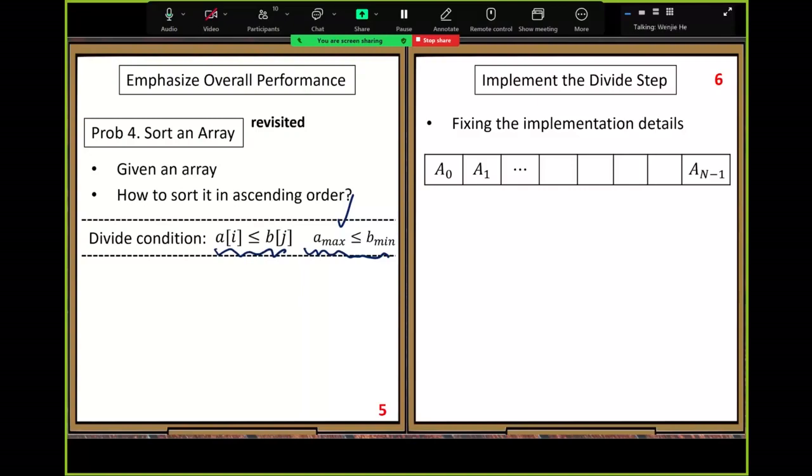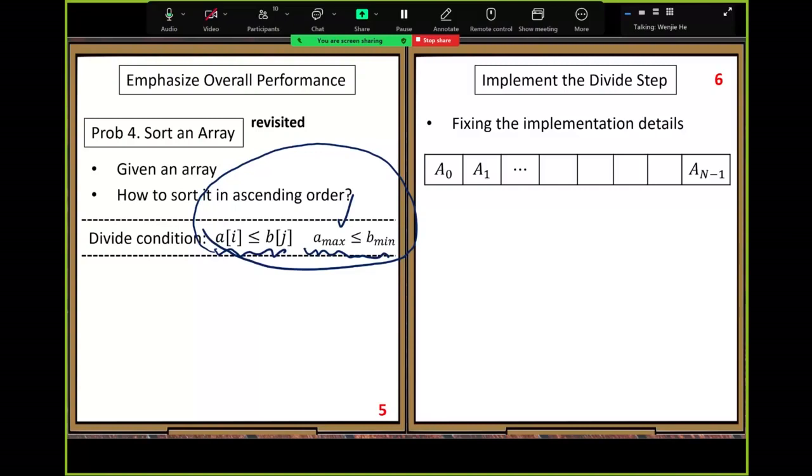Left subarray and right subarray, such that these two subarrays have this property. That's not easy, right? That's not easy. All right. So here, the first question you may like to ask yourself, is it possible?